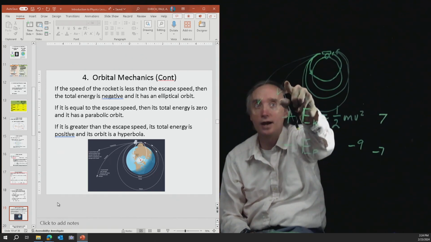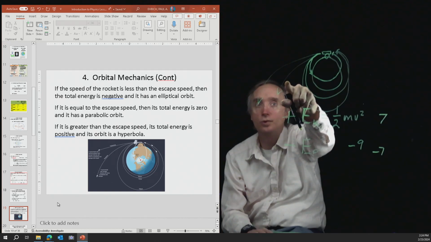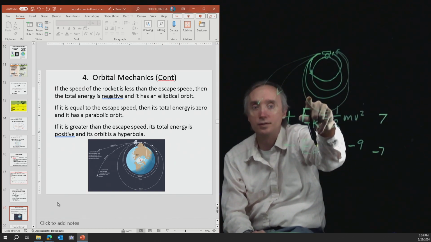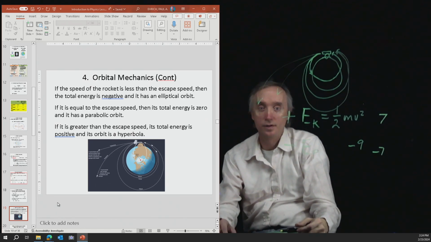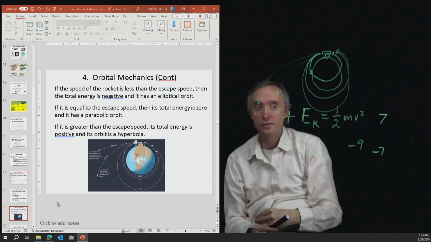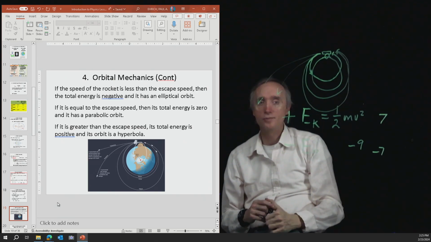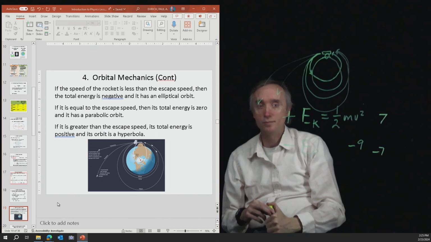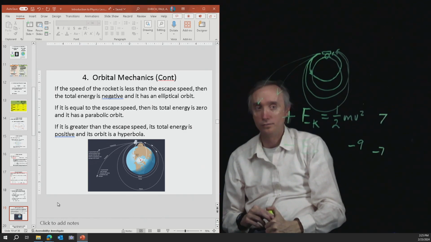So this one's a parabola, this one is going to be a hyperbola, and this one is going to be the ellipse. So you have different kinds of orbits. There are 3 kinds of orbits that a rocket can have, and it all comes down to who is winning. Is the speed winning, or is the gravity winning?